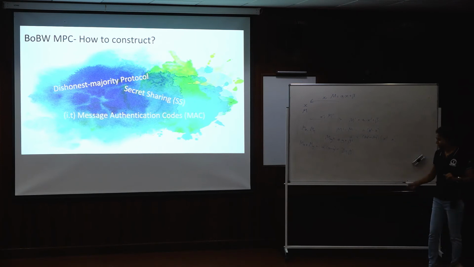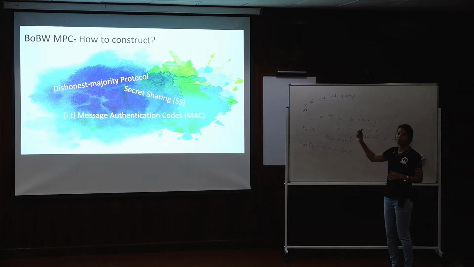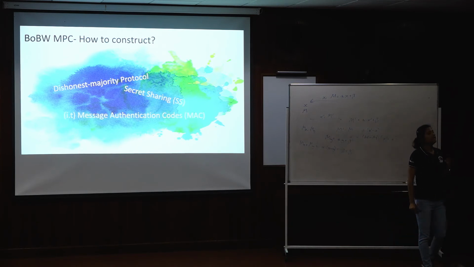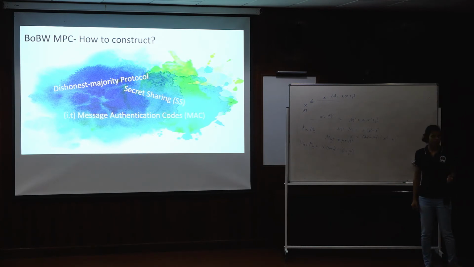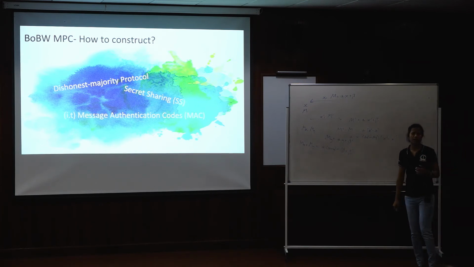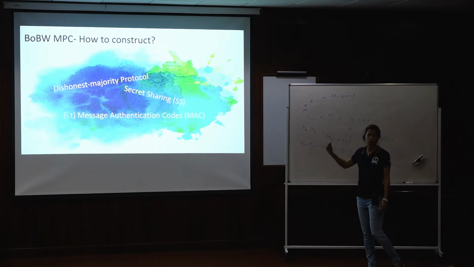I will also show that this compilation satisfies a very beautiful property, namely, if we start with a D round dishonest majority protocol, then this compilation will give you a D plus 1 round best of both worlds protocol. That means I am going to need just 1 more round on top of the dishonest majority protocol. Whatever your dishonest majority protocol takes, that plus 1 will be the round complexity of my best of both worlds protocol.